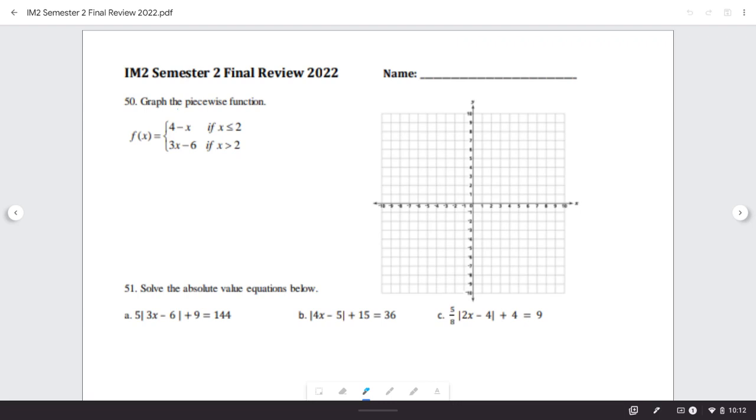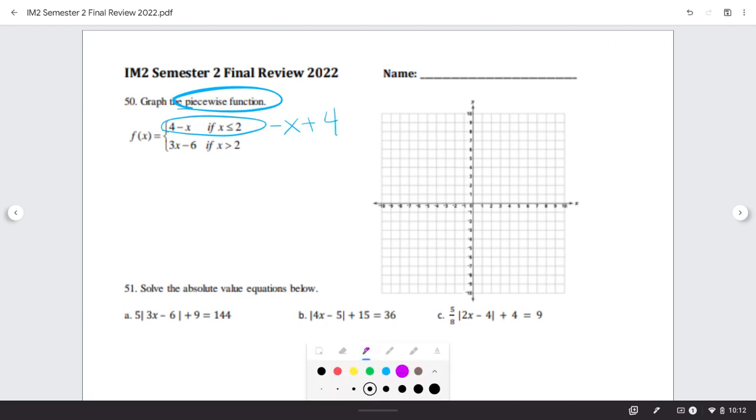Okay, so remember that a piecewise function is in pieces. It's a line that's in pieces. So you've got 2 right here. You've got 4 minus x, which is the same as negative x plus 4, and then you've got 3x minus 6, which is already in mx plus b form. Okay, so let's go ahead and graph the first one.